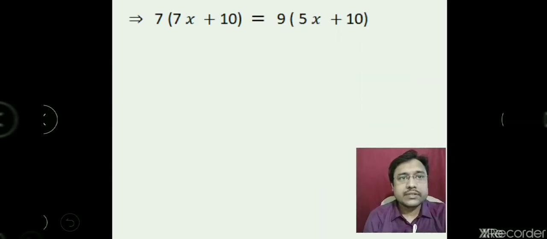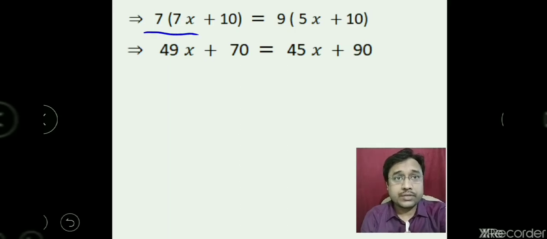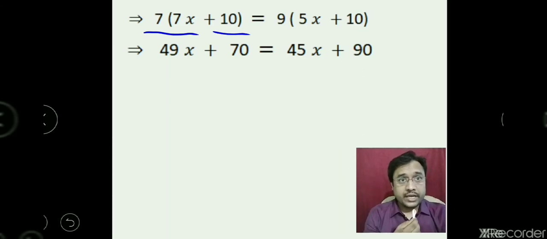Here you can see that 7 into (x + 10) equals 9 into (5x + 10). I have done the cross multiplication there. Then the equation is 49x + 70. This 7 is multiplying to 7x and 10 also. So 7 into 7 is 49 and 7 into 10 is 70. Same here, 9 into 5x is 45x and 9 into 10 is 90. With its sign they are multiplying.